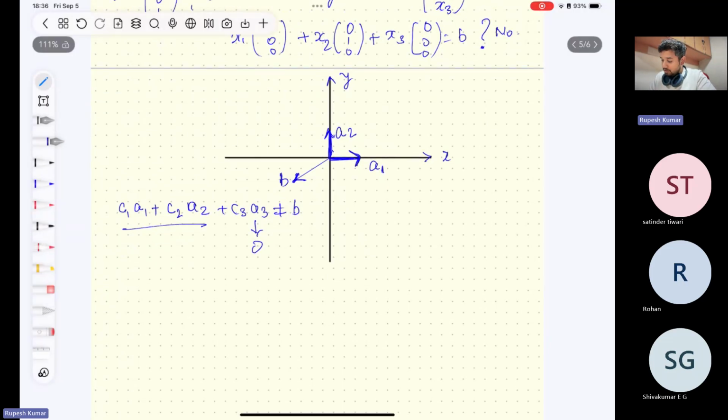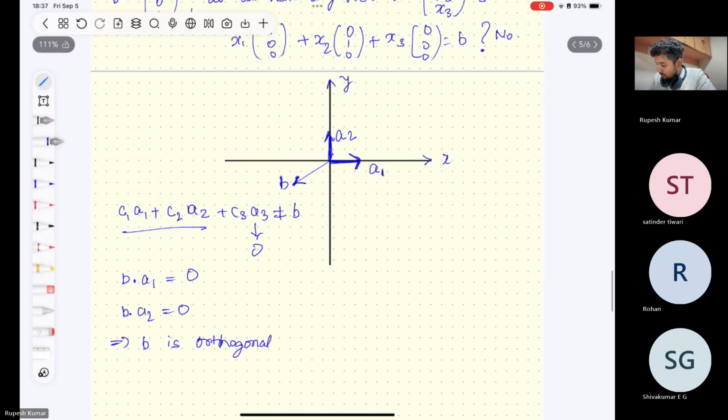Another way to check this is, when you do B dot A1, you will see that this quantity will be 0. B dot A2 will again be 0. That means B is orthogonal, this is the orthogonality property we know, to the vectors A1 and A2. So basically B is normal to the plane formed by the vectors A1 and A2, and you will get zero solutions.